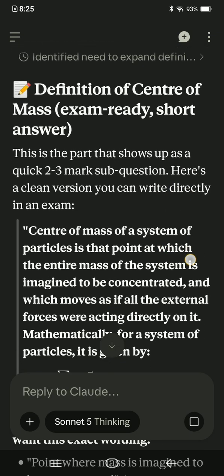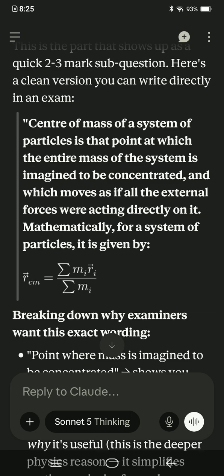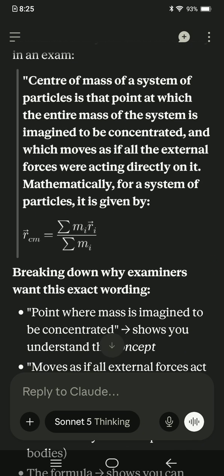Okay, so definition of center of mass, exam ready short answer. This is the part that shows up as a quick 2 to 3 marks sub question. Here's the clean version you can write directly in an exam. Center of mass of a system of particles is that point at which the entire mass of the system is imagined to be concentrated and which moves as if all the external forces were acting directly on it. Mathematically, for a system of particles, it is given by this.